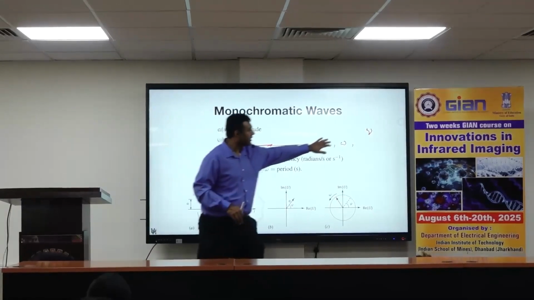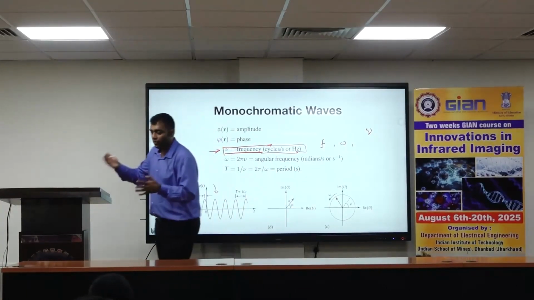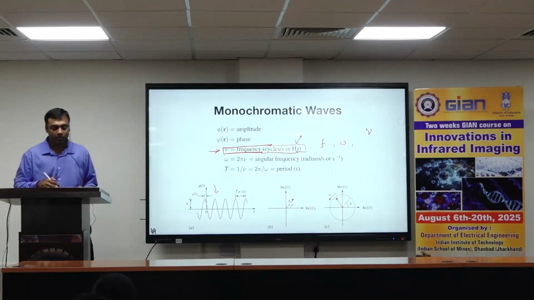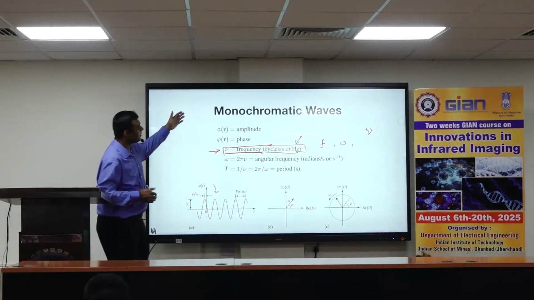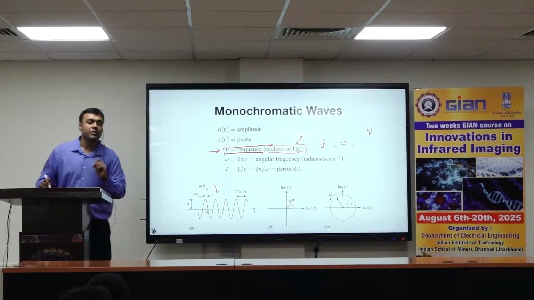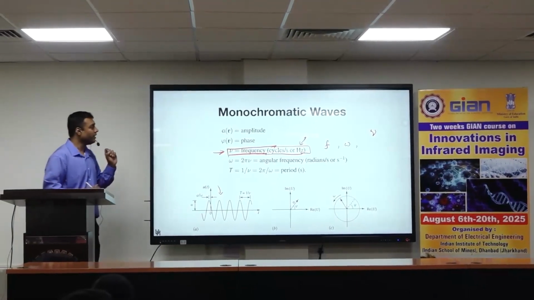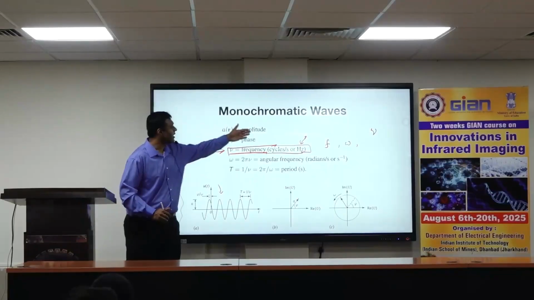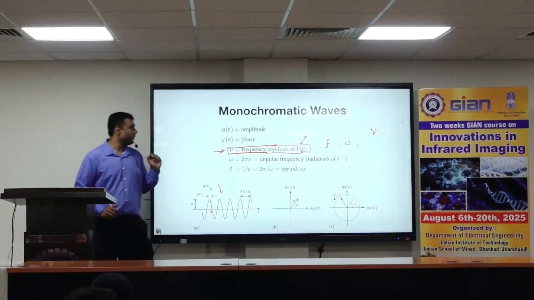So this is the Greek letter nu, which we will use for frequency, which is in hertz or cycles per second. Okay, so monochromatic means a wave of a single color. A wave of a single color means a wave of a single frequency. So for light of one color, there is an amplitude and there is a phase.